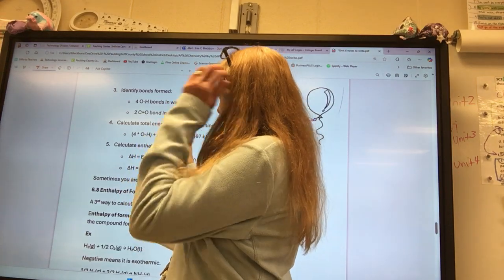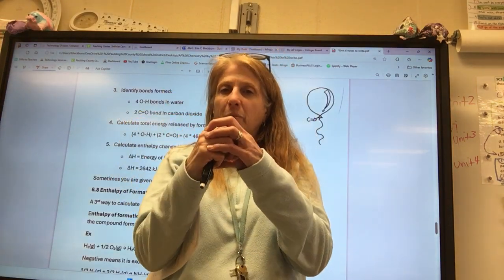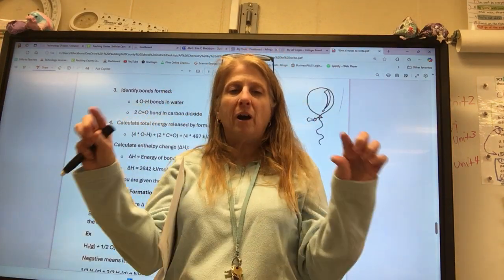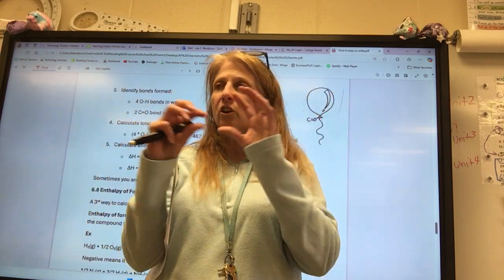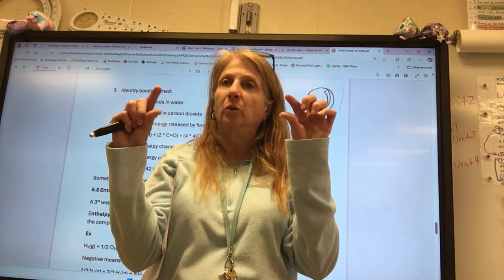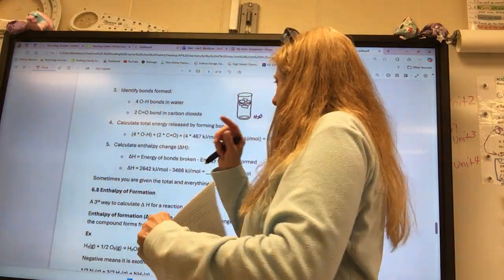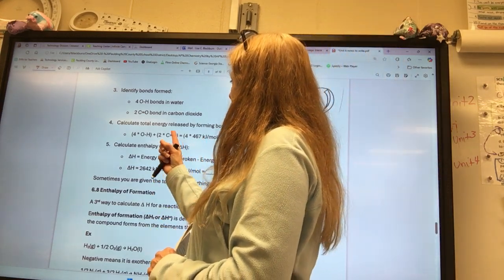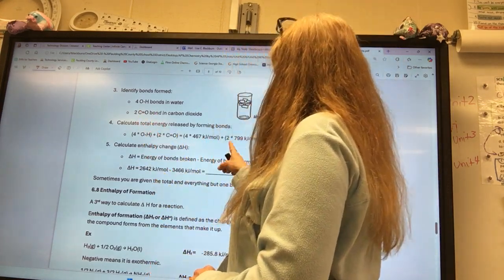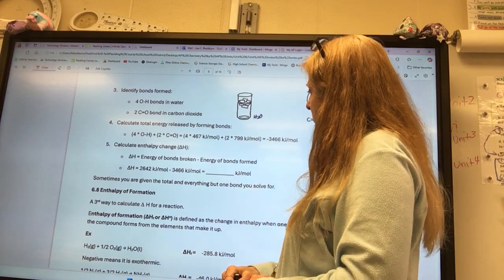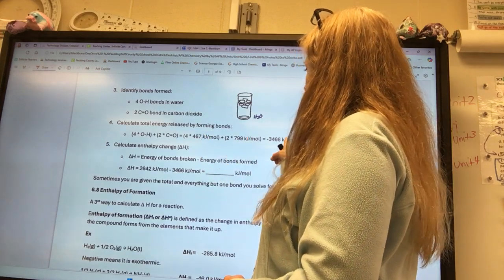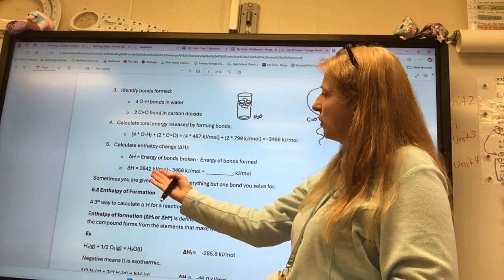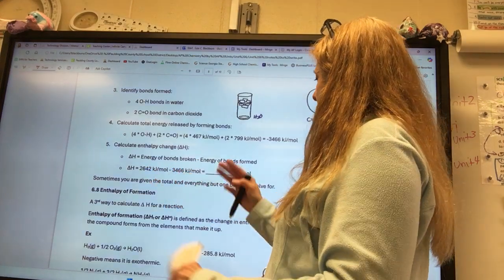Carbon dioxide, if you remember, has a carbon in the middle and it's double bonded to 2 oxygens. So carbon dioxide has 2 double bonds to oxygen. We built that in a lab where we made models. But anyway, there were 2 of them, so we multiplied 2 times 799, add them up. And then you just subtract the bonds broken minus the bonds formed.